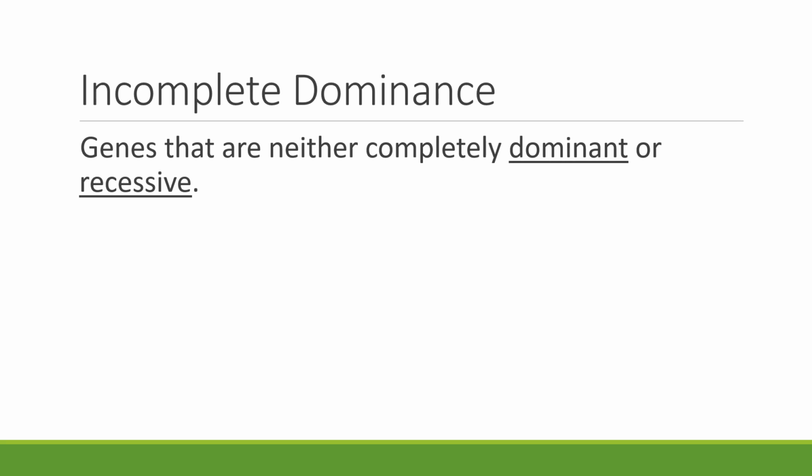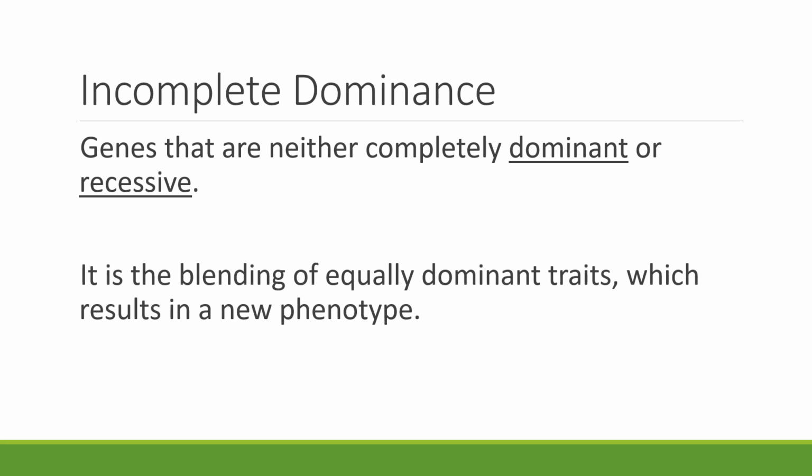So in incomplete dominance, we have genes that are neither completely dominant or recessive. Okay, so on your note sheet, this is the very first definition that you have, right? It's basically the only definition that we'll be talking about today. So you're going to have these alleles that are not really dominant and not recessive. So what happens is if both of them are present, they end up mixing together and forming a whole new trait, right? A whole new phenotype.